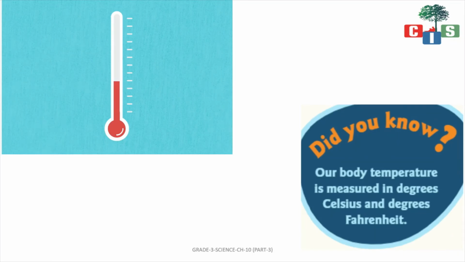Did you know? An amazing fact: our body temperature is measured in degrees Celsius and degrees Fahrenheit. Like we measure distance and time, in the same way we measure our body temperature. For measuring our body temperature, we use a thermometer. There is mercury inside the thermometer, which is red or gray in color, which rises according to our body temperature, and we come to know what the temperature of our body is.